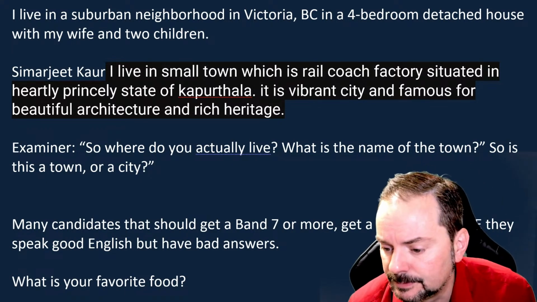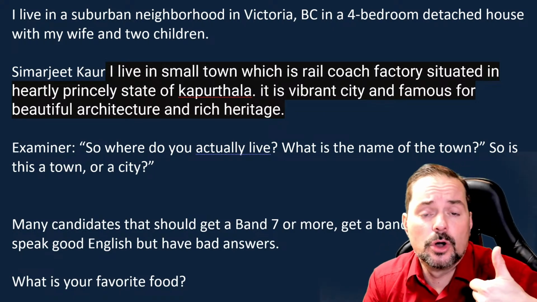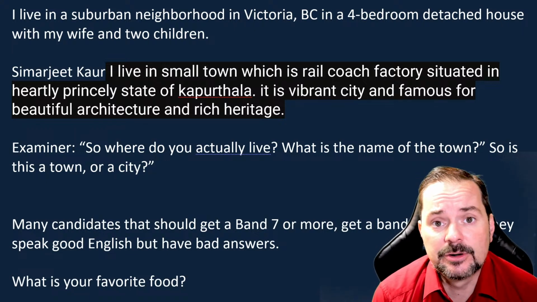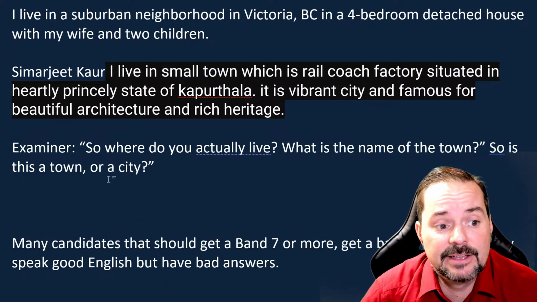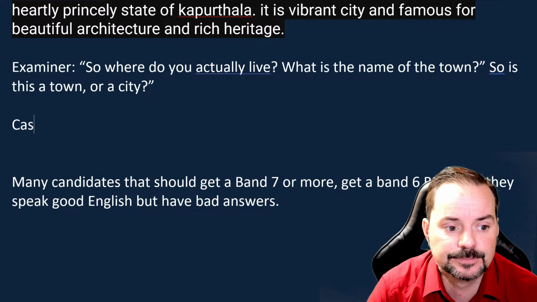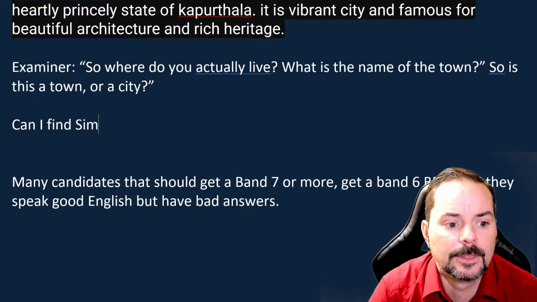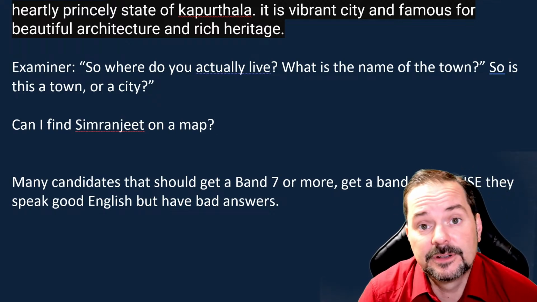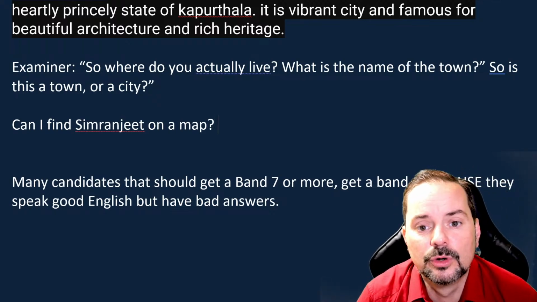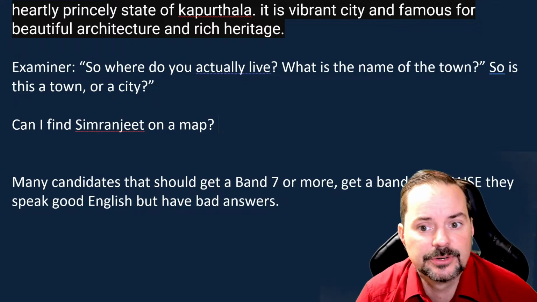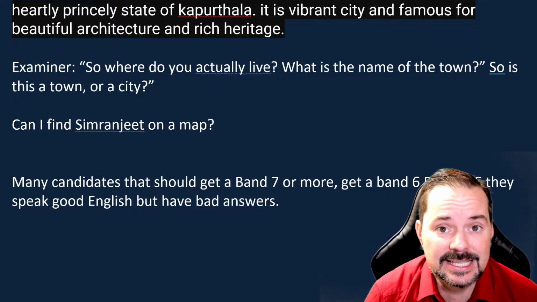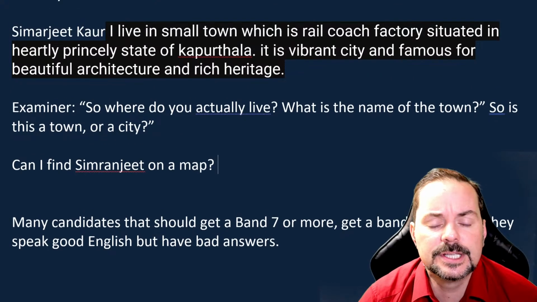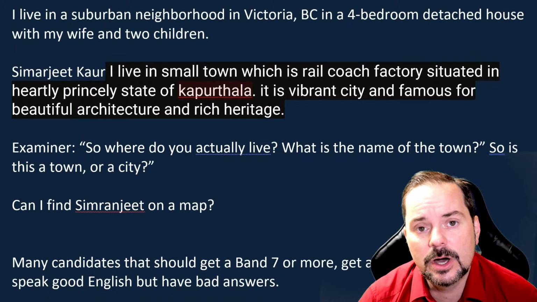Excuse me, getting over this cold. Okay, so I still don't know the name of the town where you live, and I don't even know if it's a town or a city. The question here is, can I find Simranjit on a map? Definitely not. I might type into Google something like, what are famous rail coach factory towns near this place, and then I would find it, but it's not enough, right? I'd have to do research. So does everybody understand why this is not an effective answer?